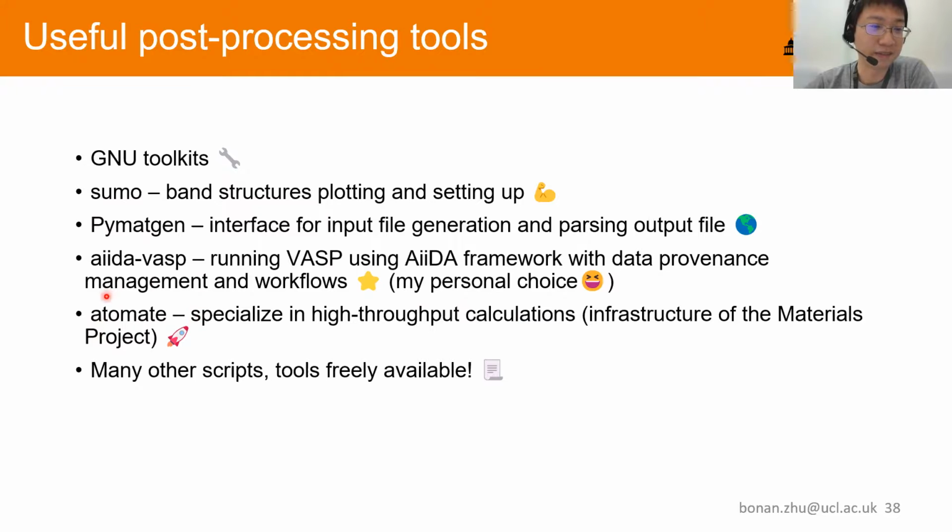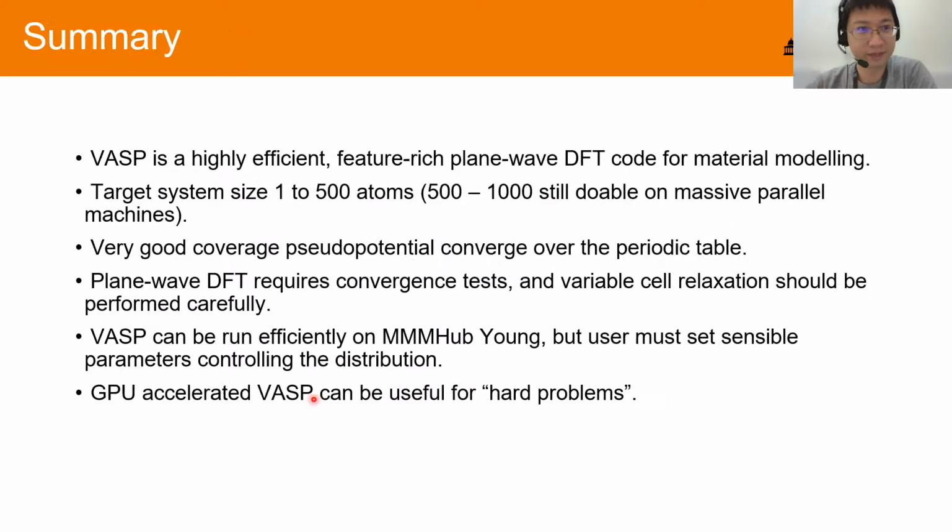The other useful mention is Atomate, which I think is specialized in this kind of high-throughput calculation. So if you run some kind of relaxation for thousands of materials, this may be a very good tool to do that. And there are many other software packages, and many of them are freely available. So you have to explore it a little bit.